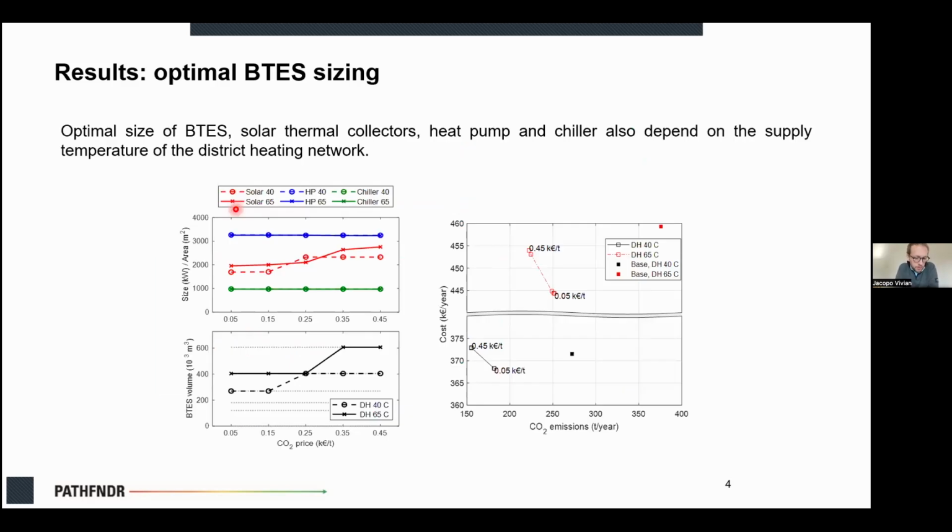This looks like operating conditions, but it is much affected by what happens in the design phase, because the bigger the volume of the BTS, the higher the amount of heat that we can provide during winter. And this depends not only on the heating and cooling load profiles, but also on the CO2 price that we associate with this case study.